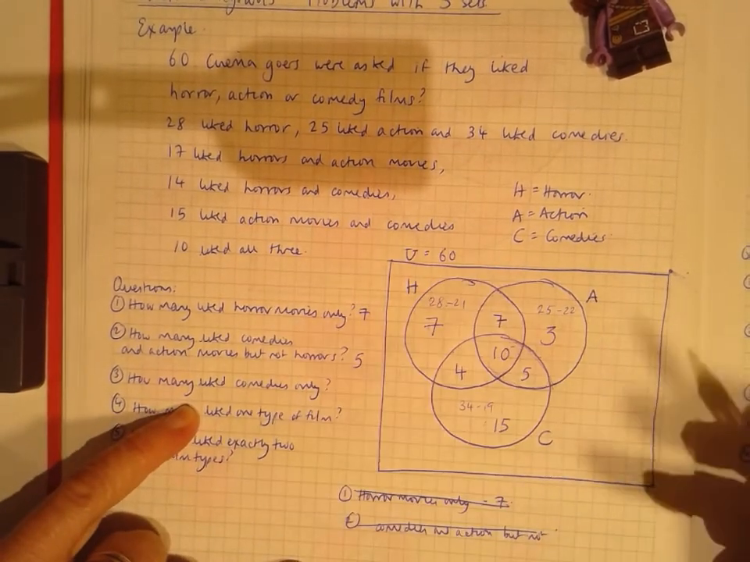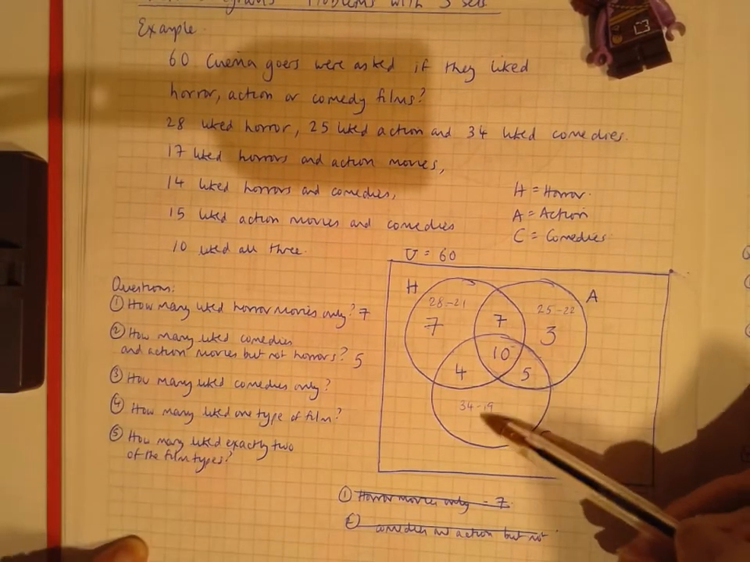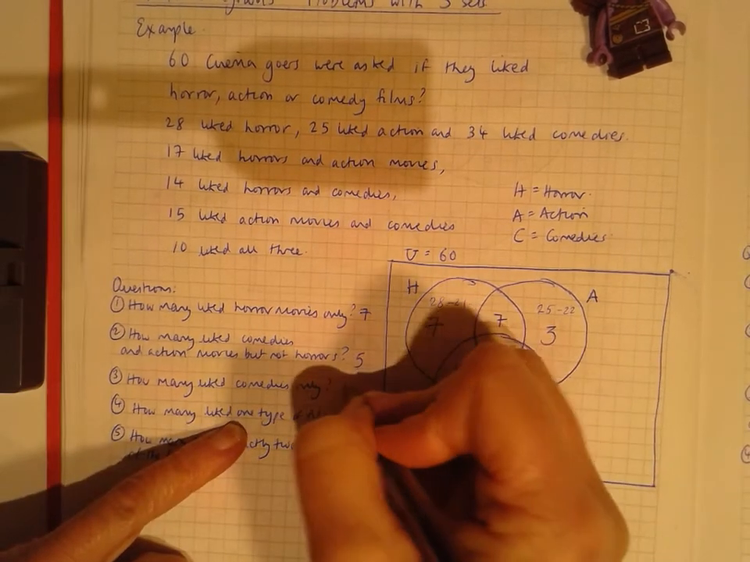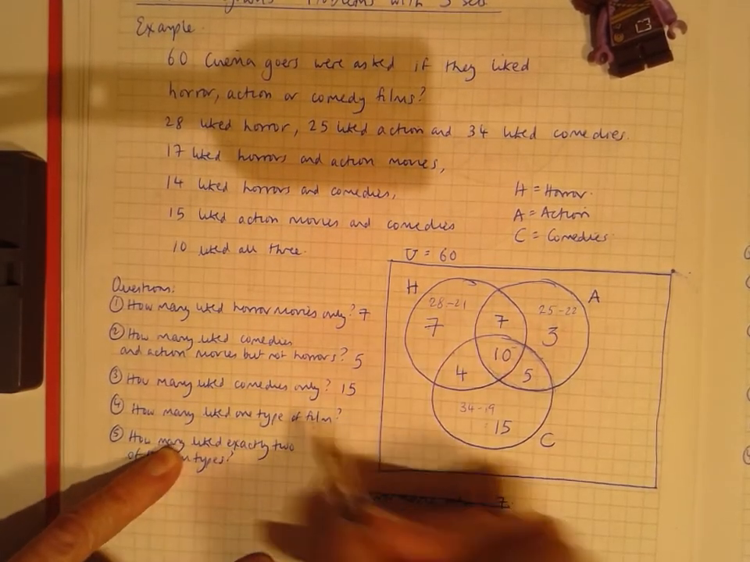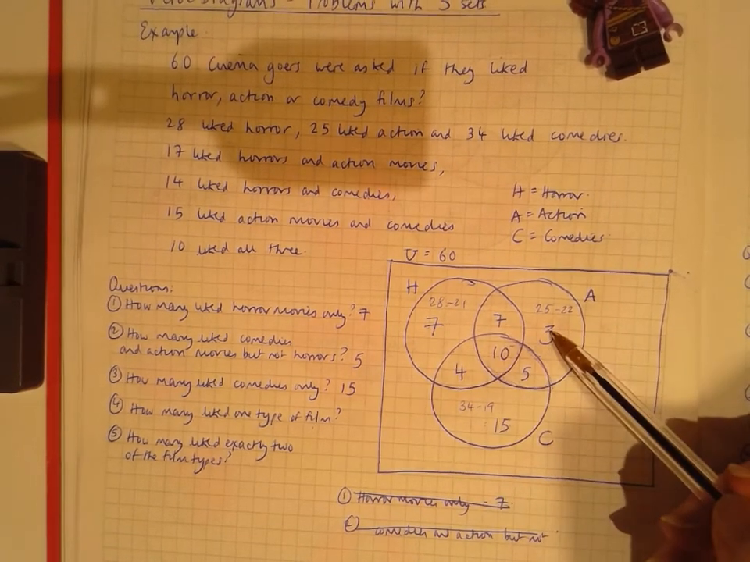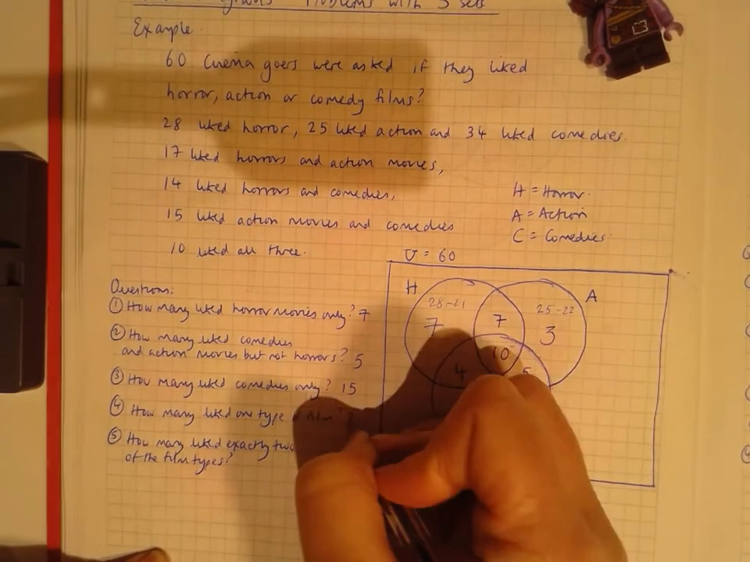How many like comedies only? Well, again, a bit like the horror movies only, it's going to be these 15. The people who are in the comedy circle, but not in any other circle. How many liked one type of film? Well, that's our 15 here, our 7 here, and our 3 here, because they're only in one circle. So that's going to be 25 people. 15 plus 7 plus 3.